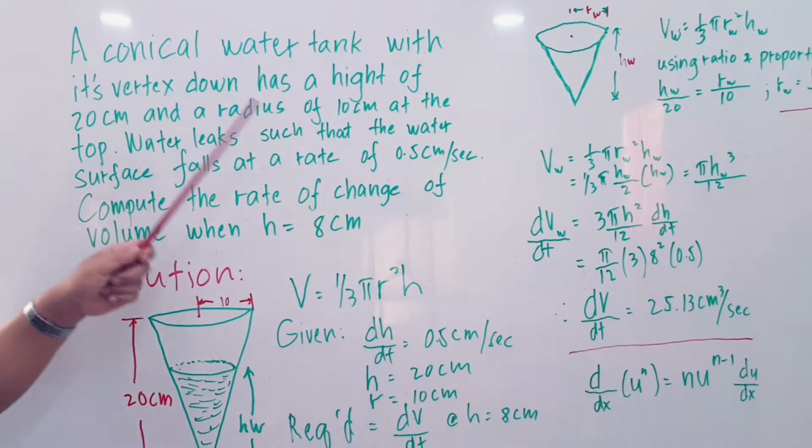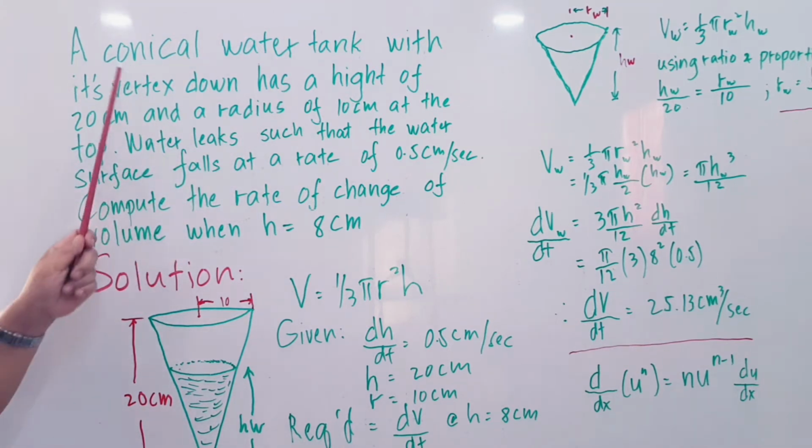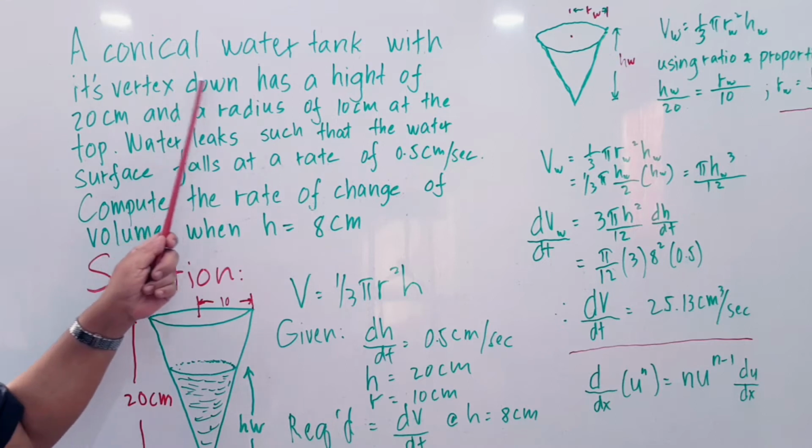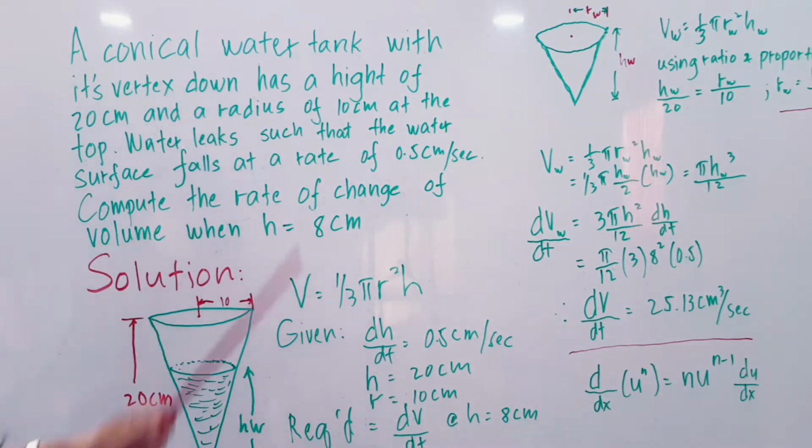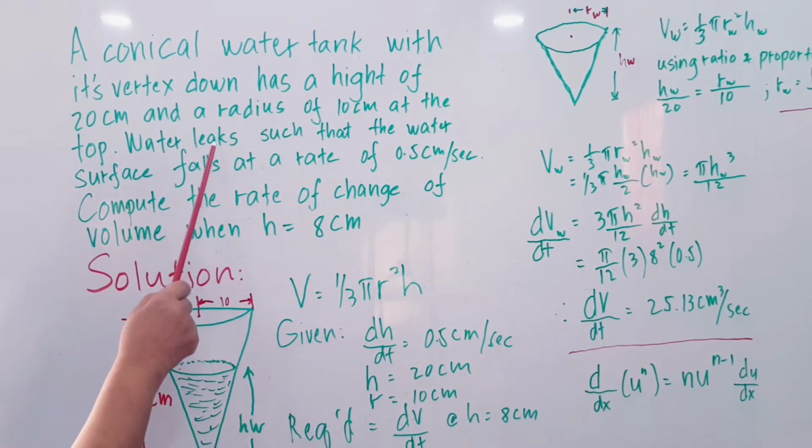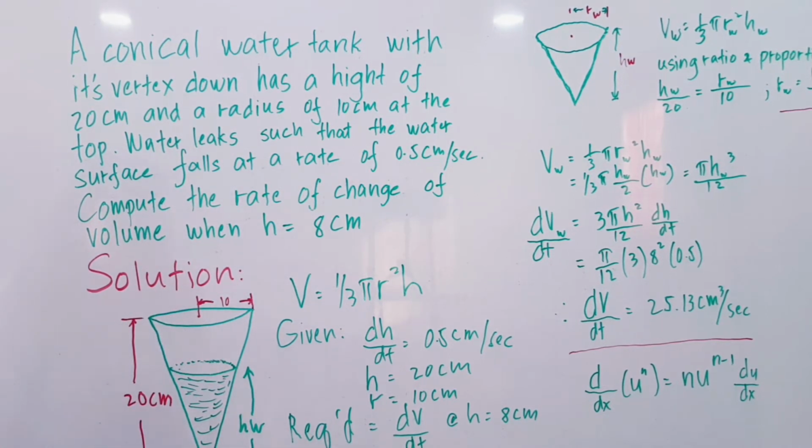So dito, sa problem na to, involve ang shape ng cone. So, ang shape ng cone, ang height niya is 20 cm, tapos ang radius niya is 10 cm, tapos the vertex down, okay? And the water, kasi nag-leak ang water, bumababa siya ng bumababa until the height of 8 cm.